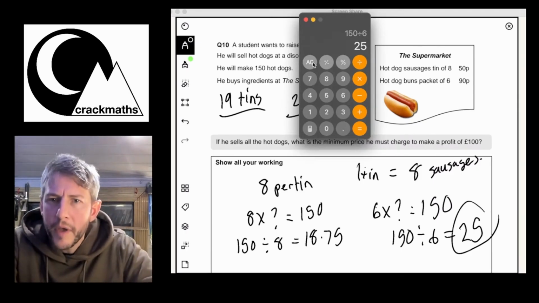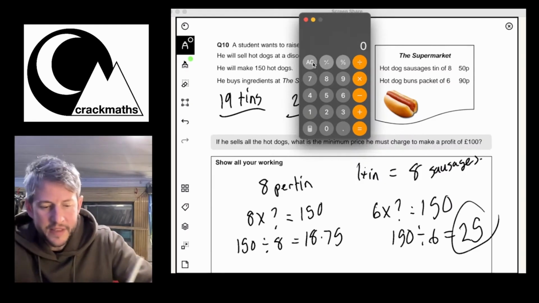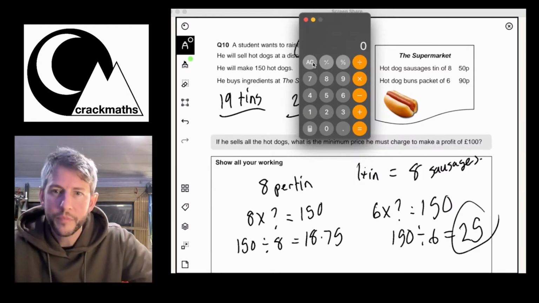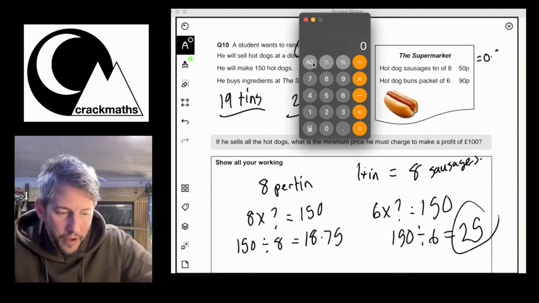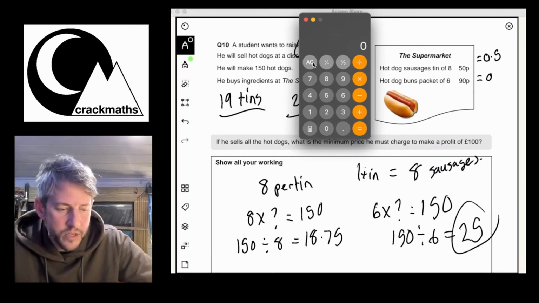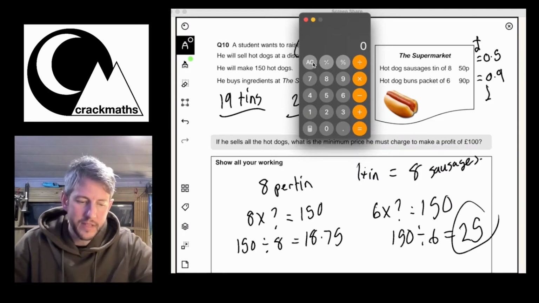Right, now let's work out how much this costs. I'm going to convert these monies into pounds because this is in pounds and everything else is in pounds, and it's going to help us out. So 50p is equal to 0.5 pounds because I've divided it by 100, and 90p is equal to 0.9 pounds.